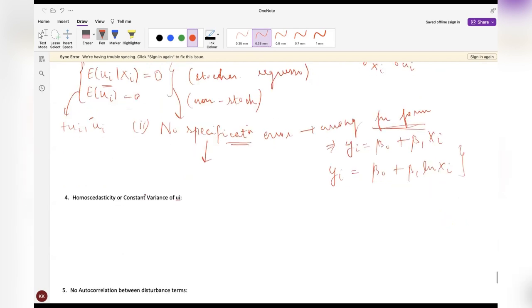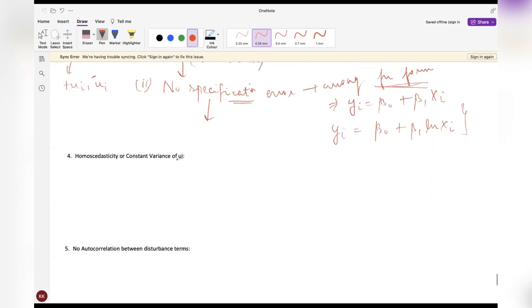Then the next property is that the variance of ui is constant. This is also known as homoscedasticity. Homo means same and skedasticity means variance, spread. So this basically means equal variance.